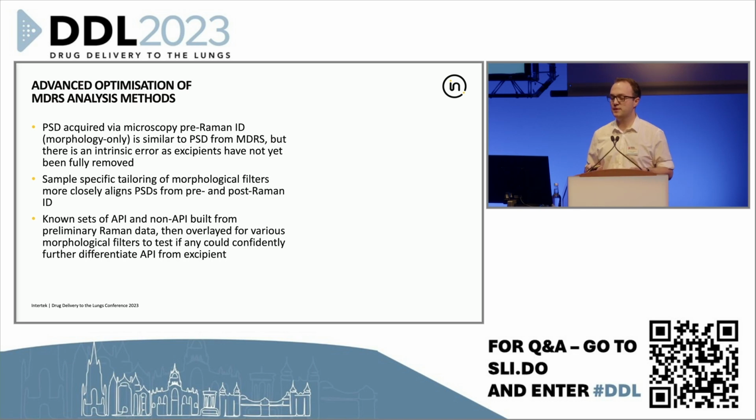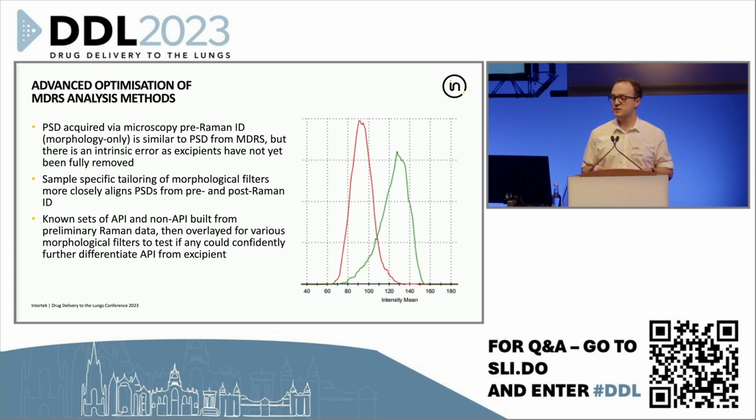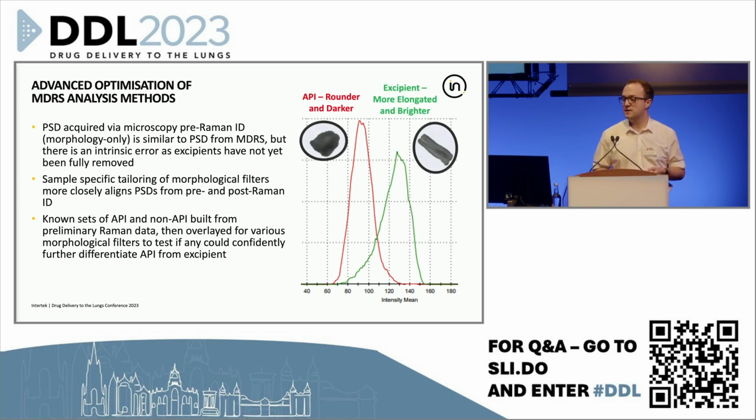And so to take it further, to optimize it, you can do some sample-specific tailoring of the morphological filters. And that will more closely align the PSDs, both pre and post-Raman ID. And so to do that, we built some known sets of API and non-API particles from the preliminary Raman data. And we overlaid those 2 sets for a whole host of morphological filters to see if we could further differentiate API from excipient. And the best case we saw was with a parameter called intensity mean. And that is essentially a measure of the brightness of a particle when it's imaged under the microscope. And so we can see in these examples here with the API in the red is on average darker when you see it compared to the excipient.